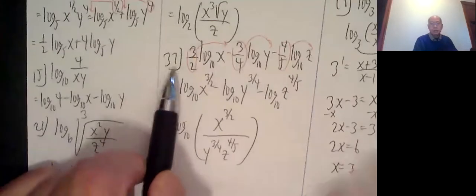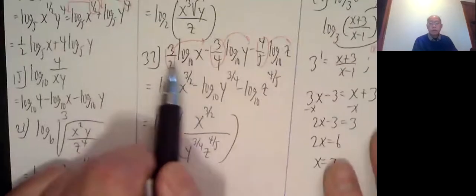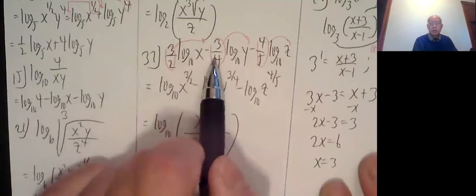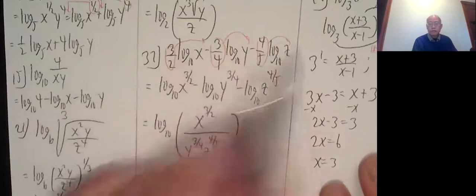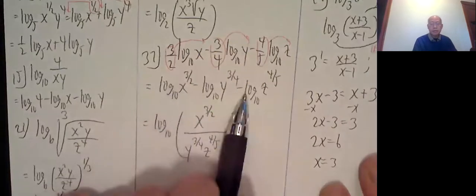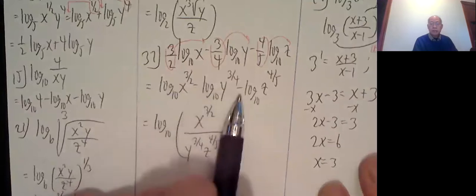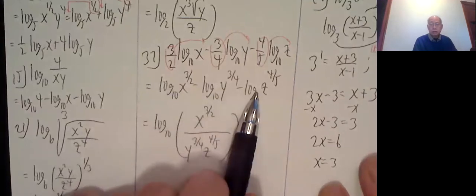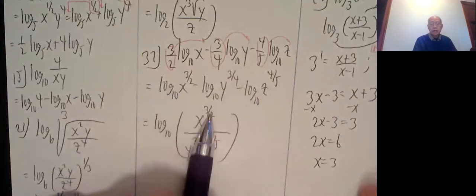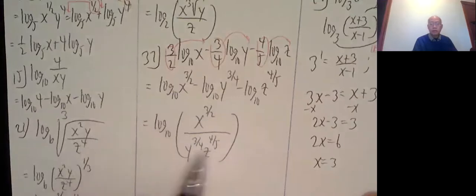Okay, same thing here, 37. The coefficients all climb up. 3/2 climbs up, 3/4 climbs up, 4/5 climbs up. So it looks like this. Minus, minus. So these two guys go down below. Log base 10 of x to the 3/2 over y to the 3/4, z to the 4/5.